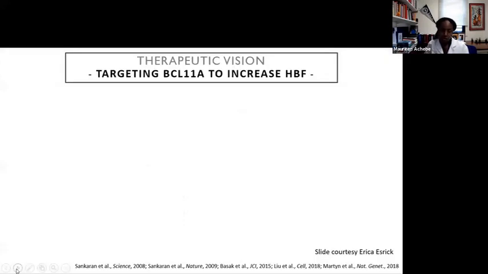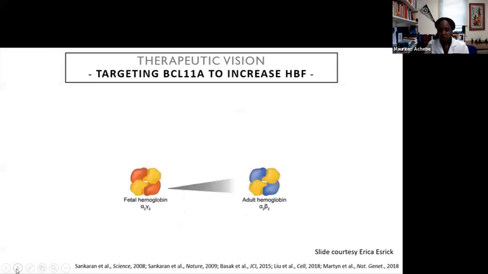So in our gene therapy trial, or in our program, what we have tried to do is induce fetal hemoglobin. You recall that as we move from being fetuses within the womb of our mothers to becoming an adult, there's a normal switch from fetal hemoglobin to adult hemoglobin.